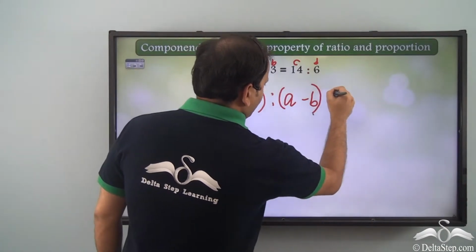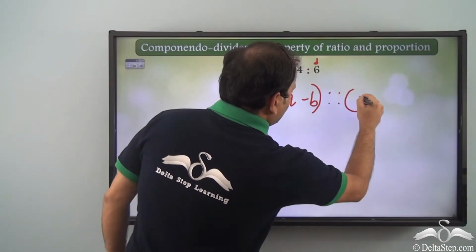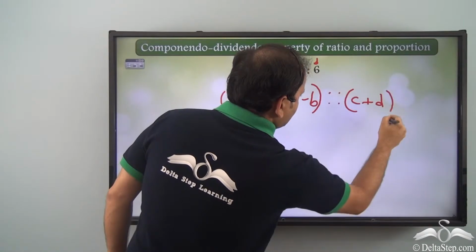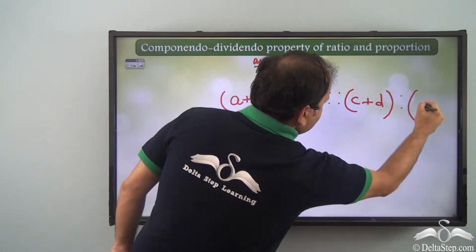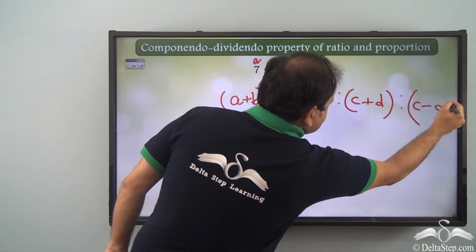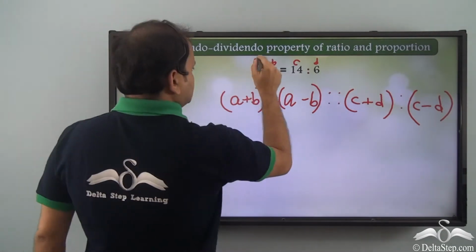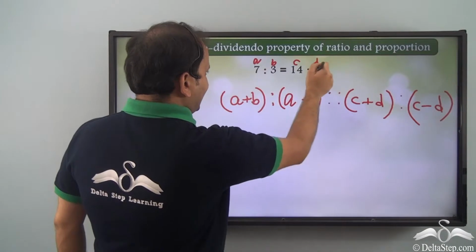This is proportional to C plus D is to C minus D. So what is A here? A is 7, B is 3, C is 14 and D is 6.